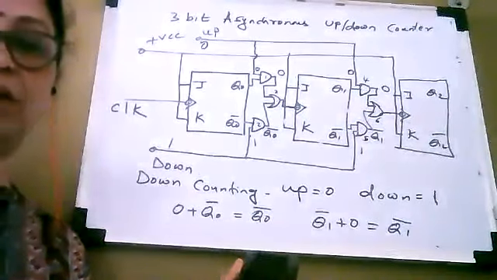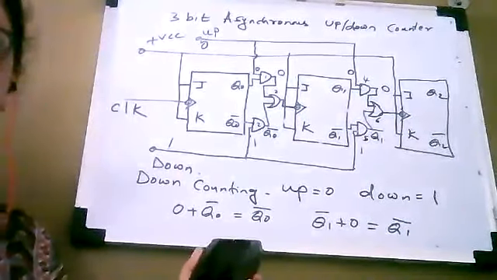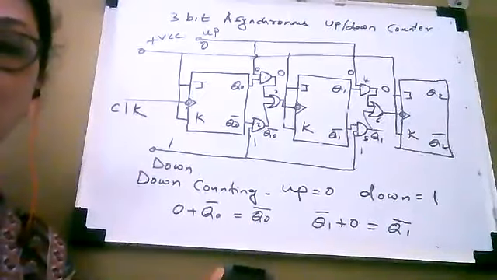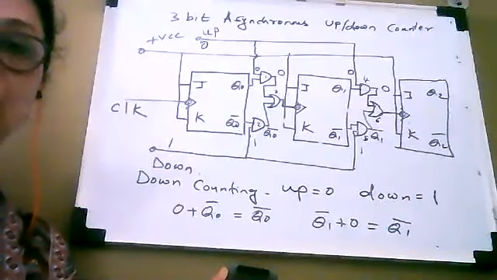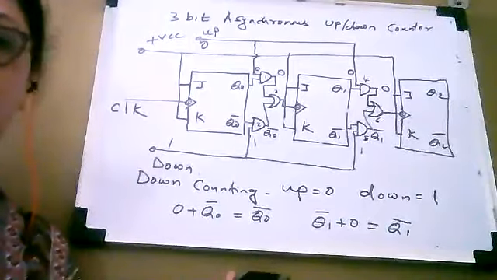So these are the connections of the down counter. And therefore, in this condition, that is when up is equal to 0 and down is equal to 1, the circuit is working as a down counter.